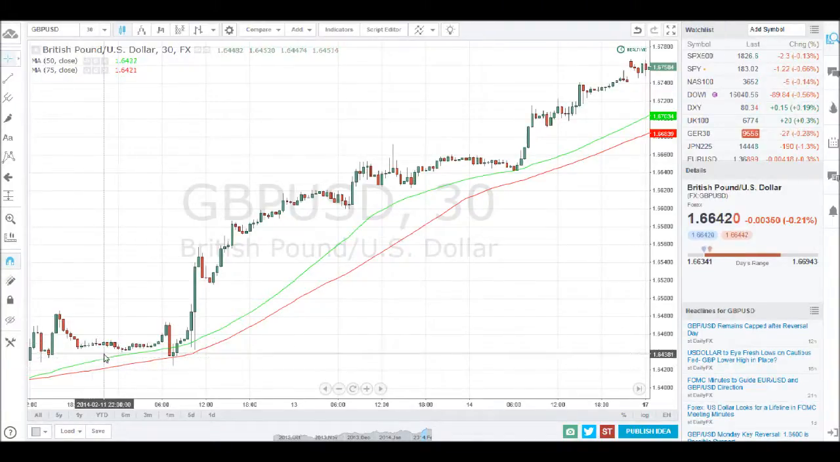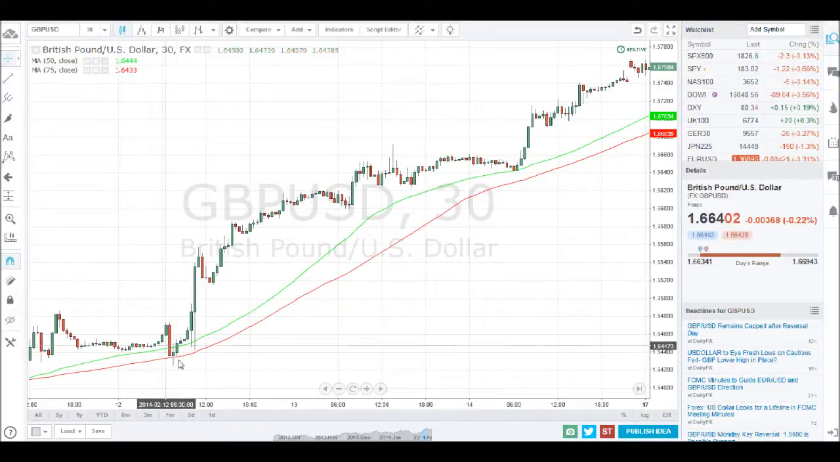So our green moving average is above the red. We're looking to place calls, and we're looking for engulfing candles and pin bars that are very close to these moving averages or in between these moving averages. So we have a pin bar here, a bullish pin bar and a bullish engulfing candle, but we wouldn't open positions there because they're so far away from our moving averages.